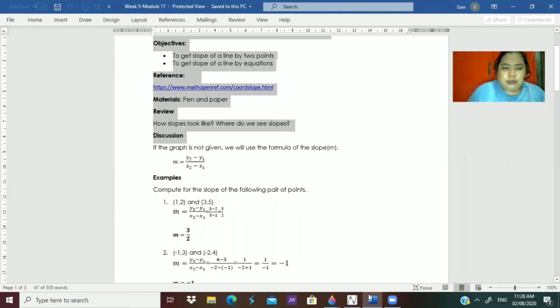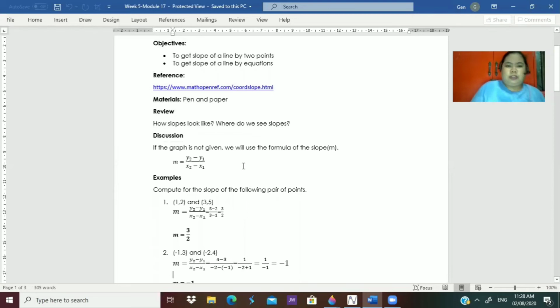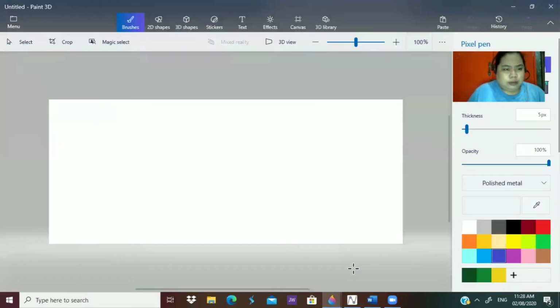Okay, so as you remember, dun sa naunang YouTube video ko, we discussed about the formula of the slope wherein you have the ratio of y sub 2 minus y sub 1 all over x sub 2 minus x sub 1. So these are the examples. Okay, may halo na siyang solution. Ang gagawin lang natin is we're going to solve it again. So let us try number 1. Our given is 1, 2, and 3, 5.